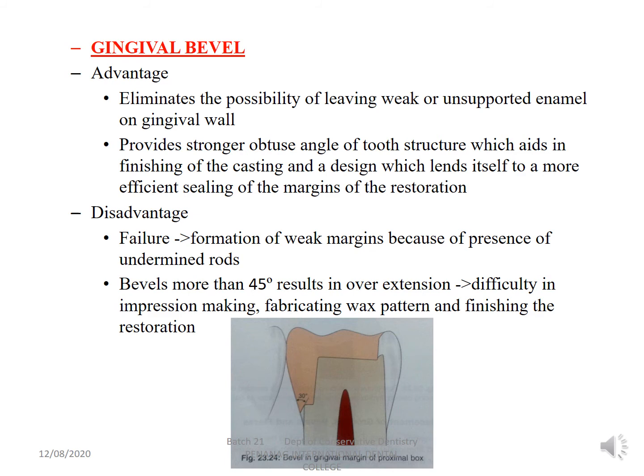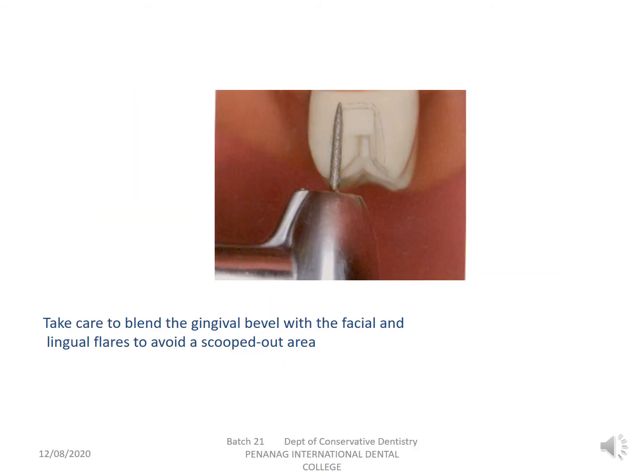The disadvantages: failure or formation of weak margins because of the presence of undermined rods is possible. Bevels more than 45 degrees result in overextension or difficulty in impression making, fabricating the wax pattern and finishing of the restoration. Take care to blend the gingival bevel with the facial and lingual flares to avoid scooped out areas. So continue your gingival bevel and slowly merge with your proximal flares.